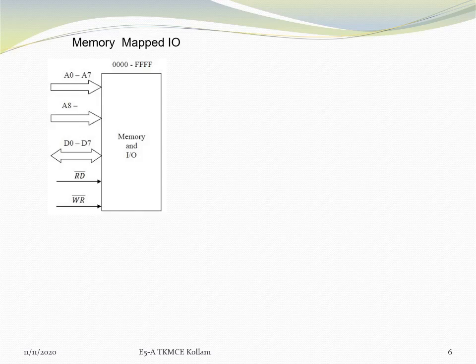When we are considering the steps for I/O operations, that is I/O read and I/O write, we can use the same steps which are used for memory operation. Why? Because I/O is a part of memory within the range 0000 to FFFF.